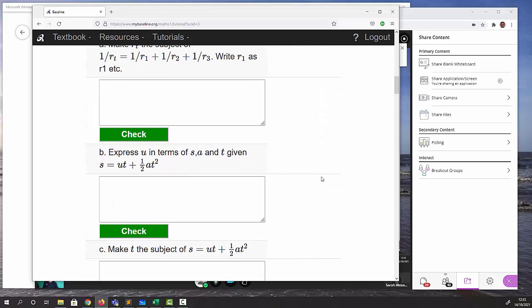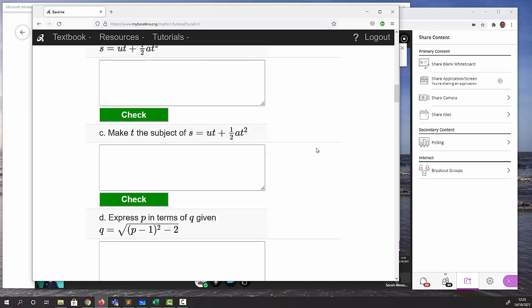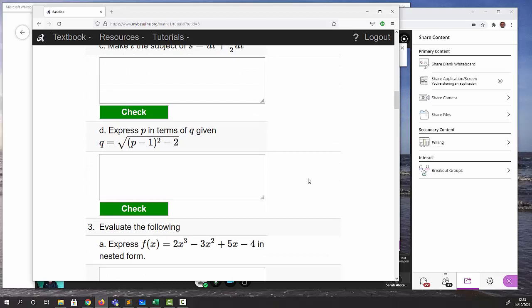2A, 2B, yeah, again, same sort of thing. You're just going to end up with u is equal to an expression involving s and a and t. That's fairly straightforward. This one is less straightforward. You're going to have to think about this one a little bit, but I will give you a clue. It's a quadratic equation. Okay, D, yeah, we went through that in my breakout room, and I suspect the others did as well.